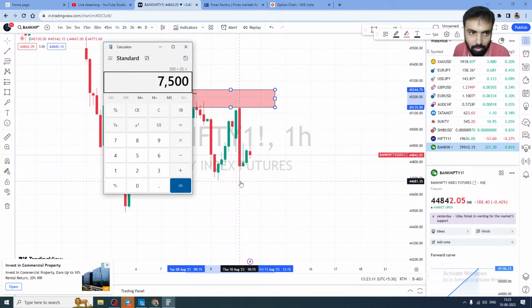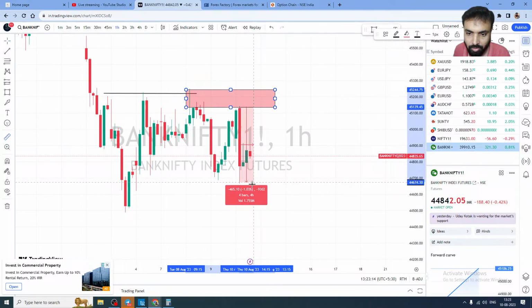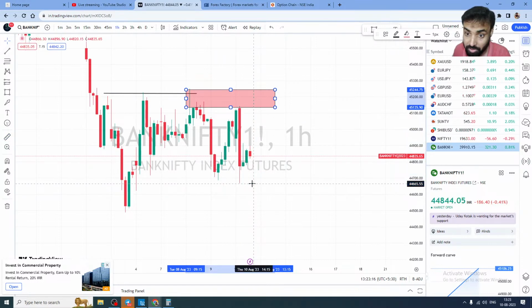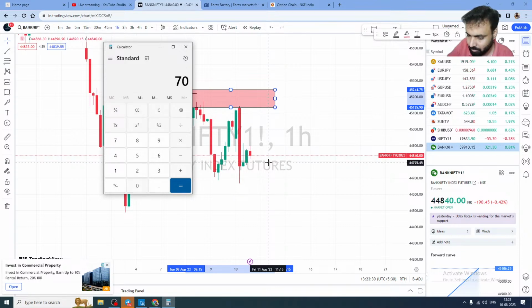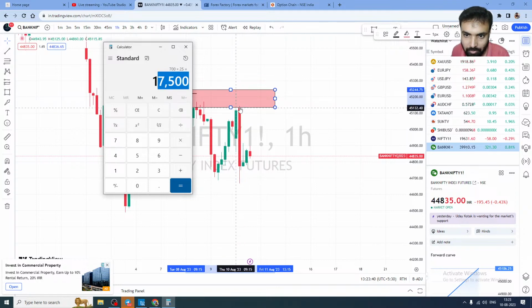So how much has it given? 400 point movement, which is crazy. So 300 plus 400, 700. 700 into 25, let's remember this. 17,500 rupees. So 10,000 rupees profit. 7,500 rupees is your entry, and you made an additional 10,000 rupees. That is crazy.